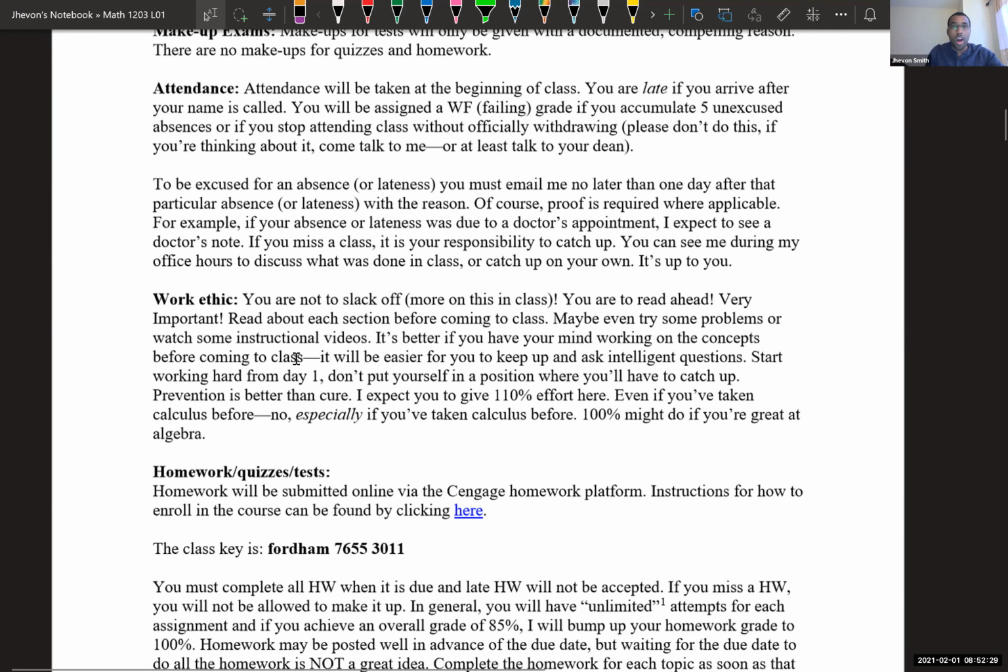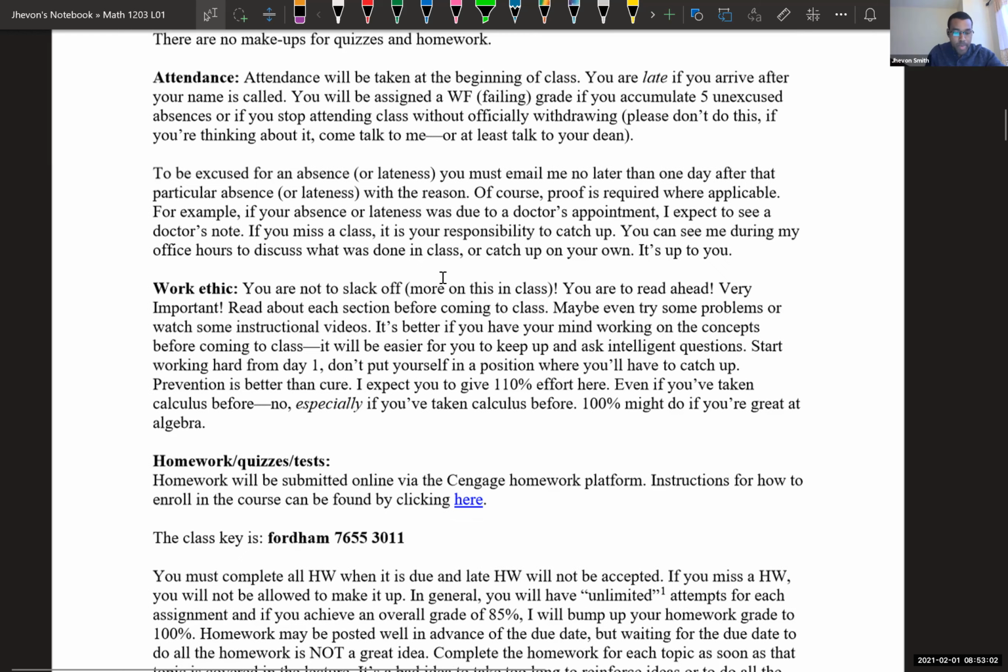Work ethic, pretty much work hard, harder than you think you have to, especially if you had calculus before. Somehow, strangely, it turns out that students who've taken calculus before tend to do worse in college calculus than their counterparts who haven't. And I think a part of that is because they feel like, oh, I've taken calculus before, so I don't need to work as hard. But that's not true. If you slack off, it will come back to bite you. So a little paragraph about that.